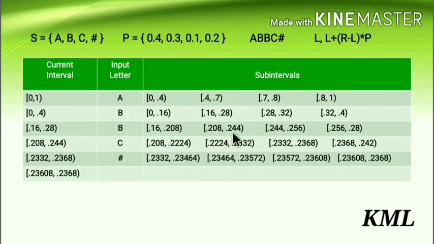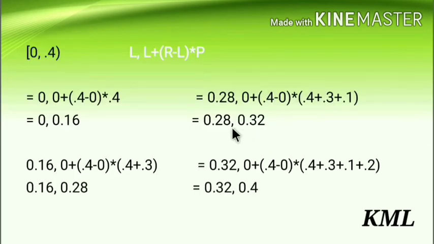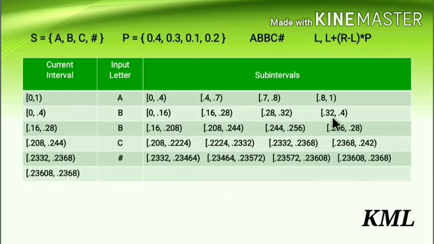So what do you get here? You got 0.32. See here, 0.32 and this 0.32 comma 0.4. And see here, you have got the right of previous as left of current, then right of previous as left of current, and right of previous as left of current. Okay. So this way you have to find the subintervals.